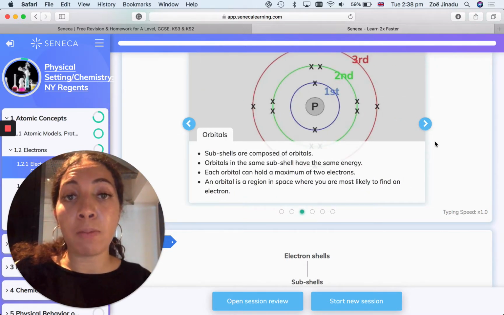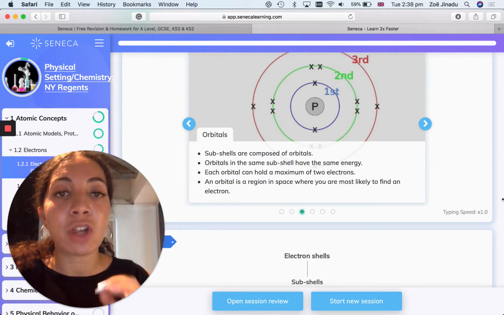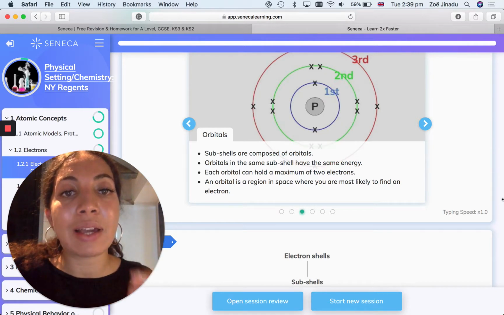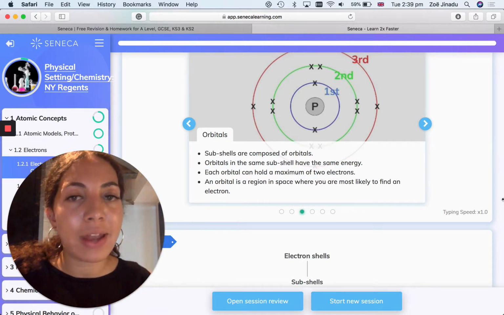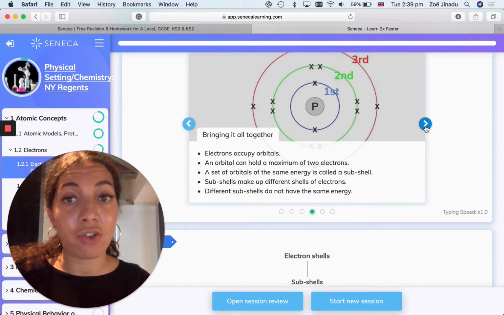Subshells are composed of orbitals. Orbitals in the same subshell have the same energy. Each orbital can hold a maximum of 2 electrons. An orbital is a region in space where you are most likely to find an electron.